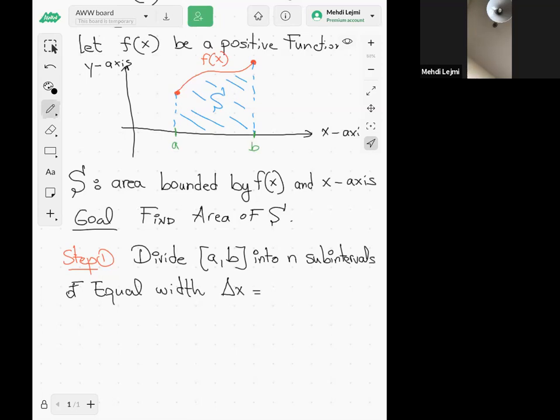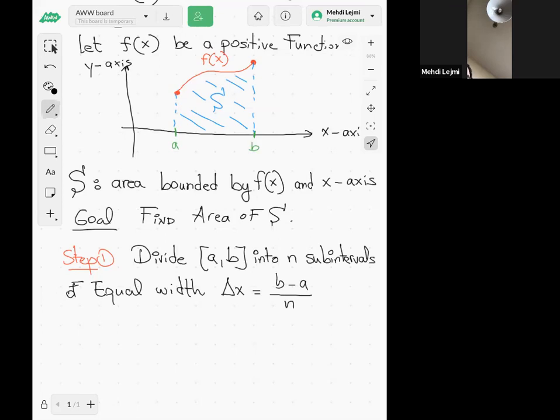What will be the width delta x? So I have this interval AB, right? What's the length of the interval AB? What's the distance between A and B? Well, if you have an interval AB, it's B minus A. Thank you, Dylan. Yeah, absolutely. So it's B minus A, and that's the length of my interval. And I'm going to divide it into n subintervals. So I'm going to divide this distance, B minus A, over n, right?